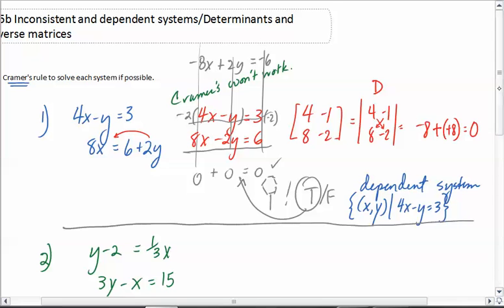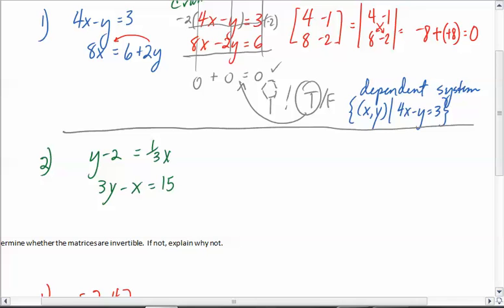So let me give myself a little more room here for this next one. Let's take a look at this one. And again, I'm going to get this over to the other side, and I'll probably multiply through by 3 because I really don't want to deal with fractions. That's my personal preference. So I'm going to have negative 1/3 x plus y is equal to 2. I moved that over, it's become positive. I moved the negative 1/3 x, it's become negative. And here we go, there's negative x plus 3y is 15. Rearrange the order there.